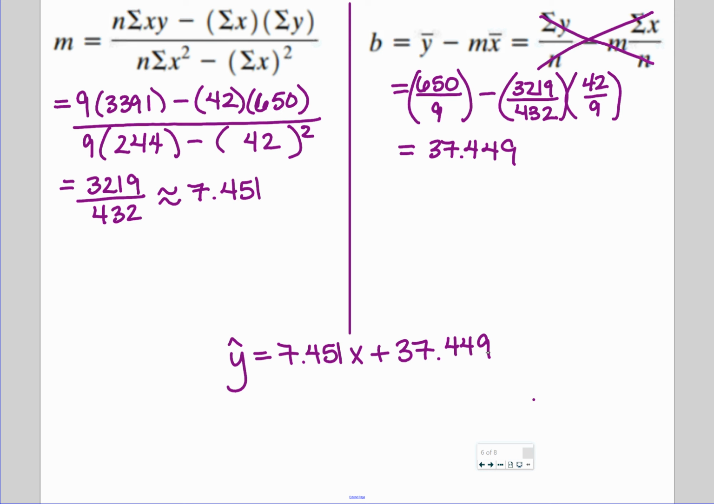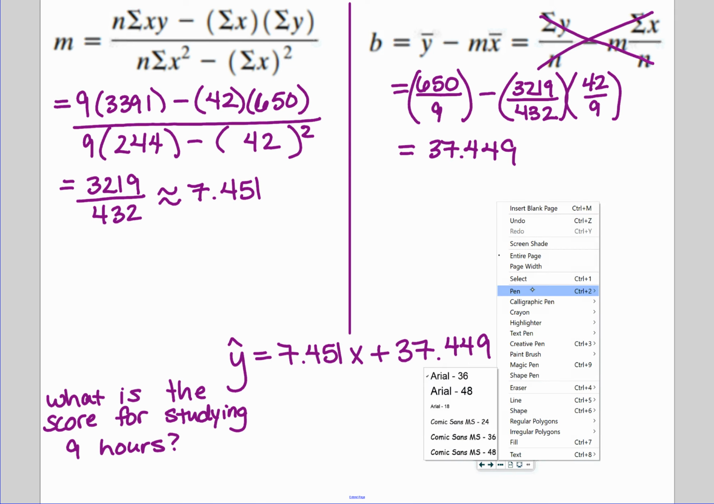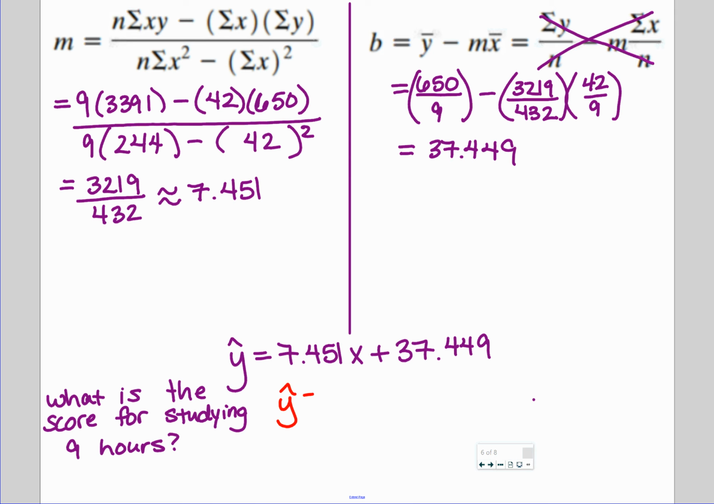Okay, so then you can use this to interpret something. Like if I said, actually, I think I have it on the next page. What's the score for studying 9 hours? What would you do? Yeah, you would just let x equal 9. And then you would simplify that with your calculator. 7.451 times 9 plus 37.449, and I get that the student would get 104.5% according to this model.